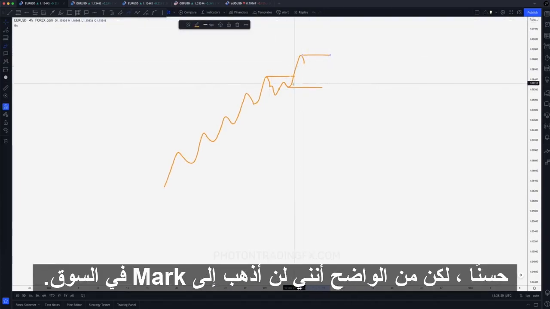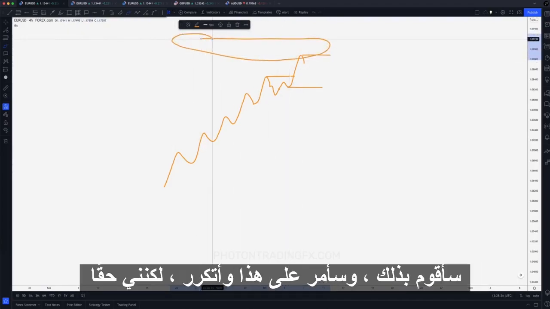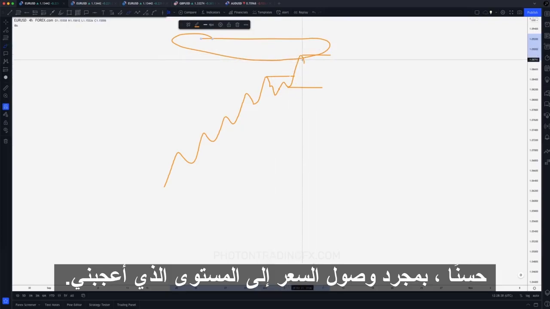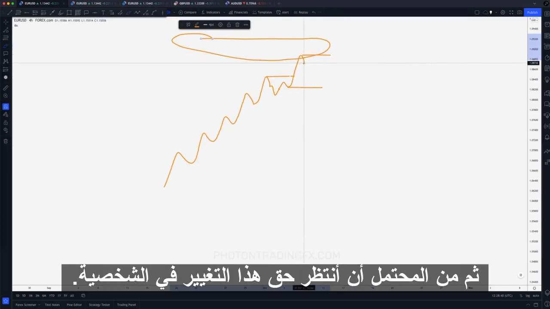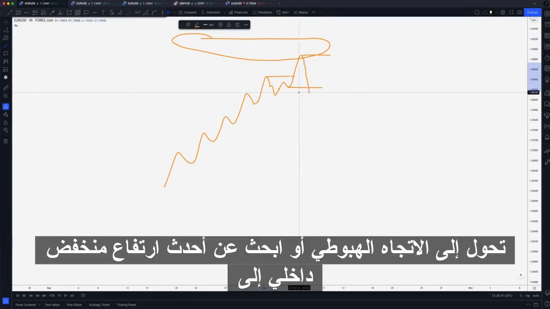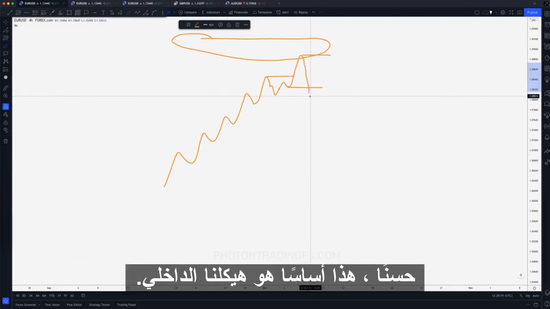But obviously, I'm not going to mark these out in the market. What I do is, when price is coming into a really nice level that I like, I'm going over this and being repetitive, but I really want it to sink in. Once price comes into a level that I like, I would then potentially wait for that change of character. I would want to see the bullish internal structure shift bearish. I would look for that most recent internal high low to be broken. And now at this point we have our bearish change of character. So that's essentially our internal structure.